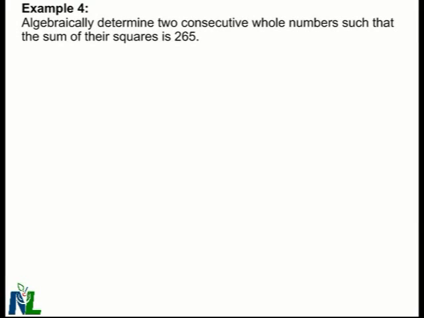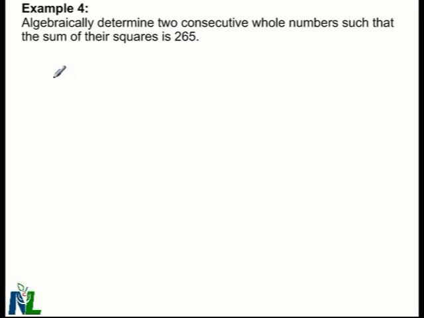In this example, we'll need to algebraically determine two consecutive whole numbers such that the sum of their squares is 265. So what's important to remember here is that we're talking about two consecutive whole numbers. That implies that we can't have any decimals, and it also implies that we can't have negative numbers, because remember, whole numbers do not include the negatives. That would have to be the integers. So we're looking for the sum of their squares to be 265.